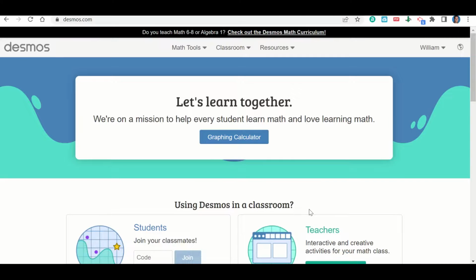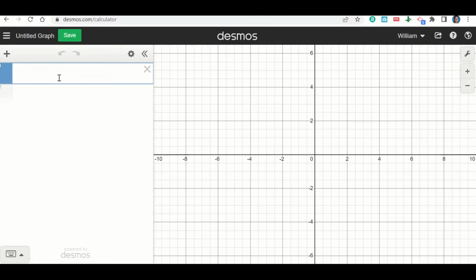Let's talk now about how to check our work with linear equations using Desmos. So what we're going to do is go to desmos.com, just like this, and click on the link that says Graphing Calculator. And over here on the left side, we can enter any linear equation and it will graph it for us. So let's try y equals 2x minus 4. As we can see, it graphs it for us. We can check that against whatever we did on our assignment.